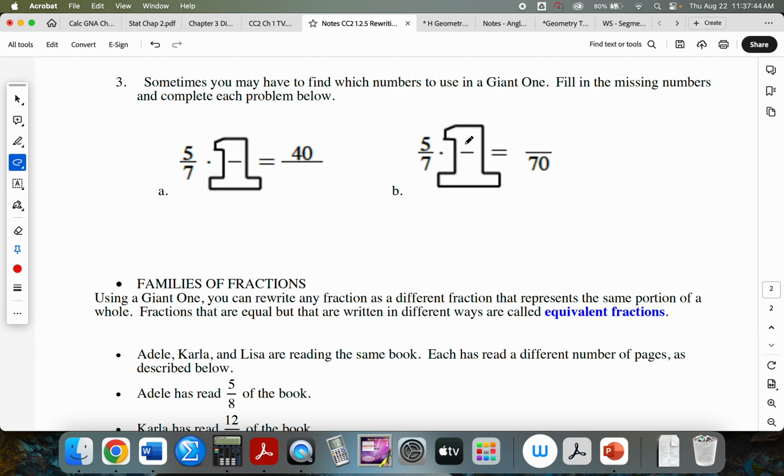Sometimes you've got to think about, all right, what number do I want to use in order to fill in the giant 1? So like on this one, for example, if you've got 5/7 times, we want this fancy form of 1 to be 40 over something. What do I need to multiply by? Callie.